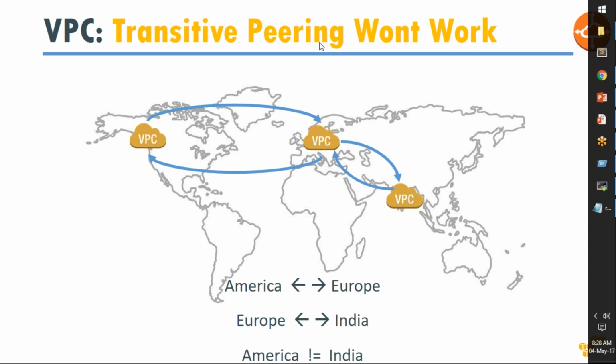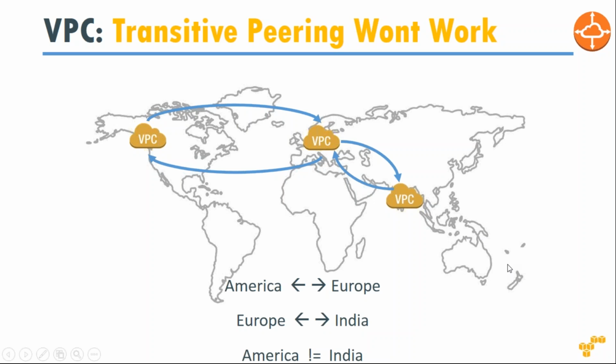This is called transitive peering, and Amazon does not allow this to happen. If you wonder why it won't work, that is how it has been designed. They don't allow a VPC to be a transitive hub that just routes traffic to another VPC. You need to have another peering which goes directly from America to India, from here to here. That is how you need to set it.